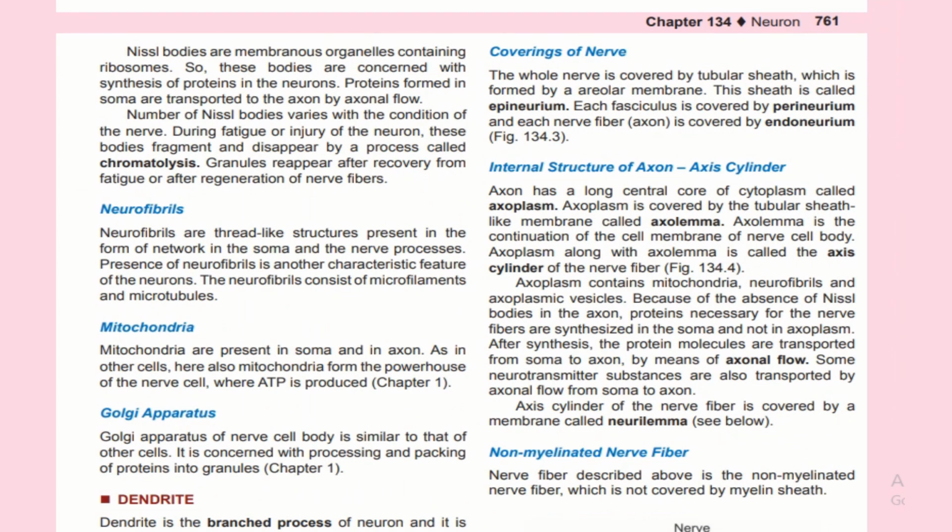Nissl bodies are membranous organelles containing ribosomes. So these bodies are concerned with synthesis of protein in neurons. Proteins formed in soma are transported to the axon by axonal flow. The number of Nissl bodies varies with the condition of the nerves. During fatigue or injury of the neuron, these bodies fragment or disappear by a process called chromatolysis. Granules reappear after recovery from fatigue or after regeneration of the nerve fiber.